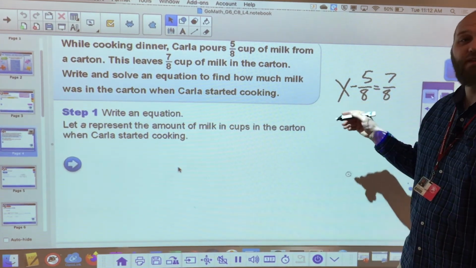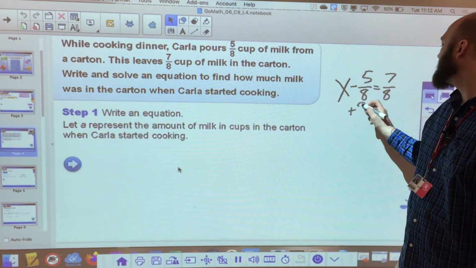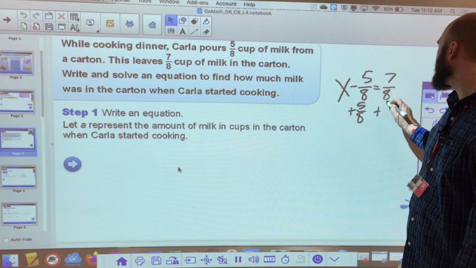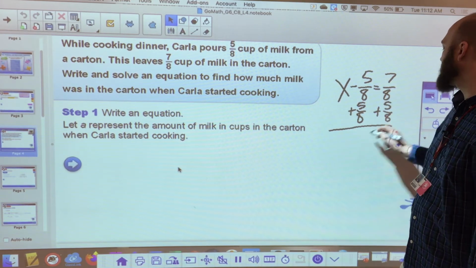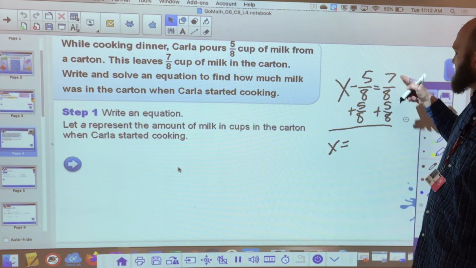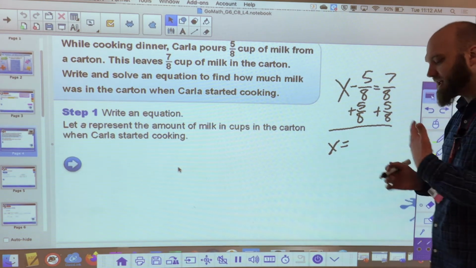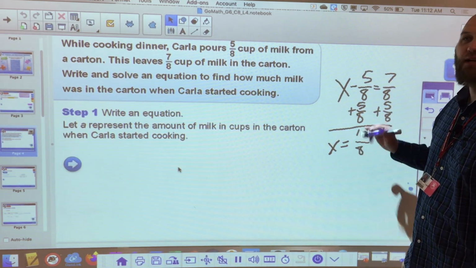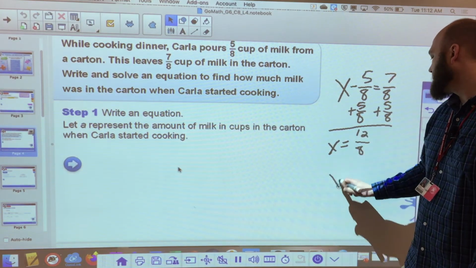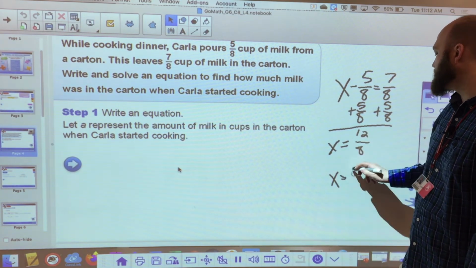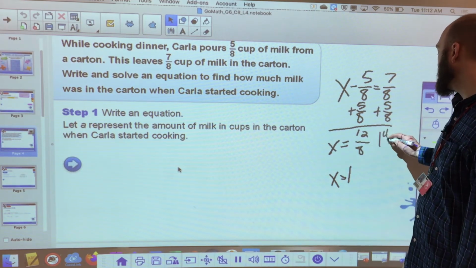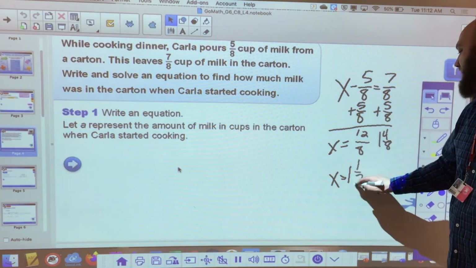Instead of subtracting 5/8, I'm going to add that to get rid of it. And whatever I do to one side, I have to do to the other. So really this problem is x is equal to 7/8 plus 5/8. Well, I have a common denominator of 8. That gives me 12/8. And I can simplify 12/8. X equals 8 goes into 12 one time. I'm left over with 4/8. 1 and 4/8 simplifies to 1 and 1/2.